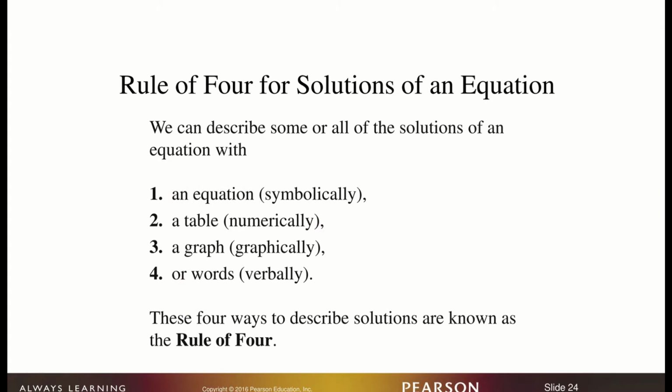Next, we want to talk about what's called the rule of 4 for solutions of an equation. Basically, we can describe most of the solutions of an equation in this way: using an equation, which is symbolic, using a table, which is a numeric representation, using a graph, which is a visual or graphical representation, or using words, which would be a verbal representation. So the 4 ways to describe solutions are known as the rule of 4.